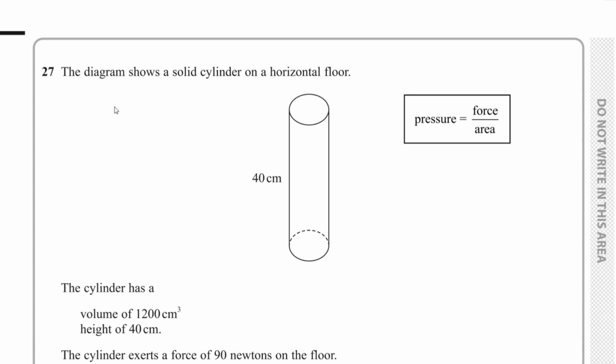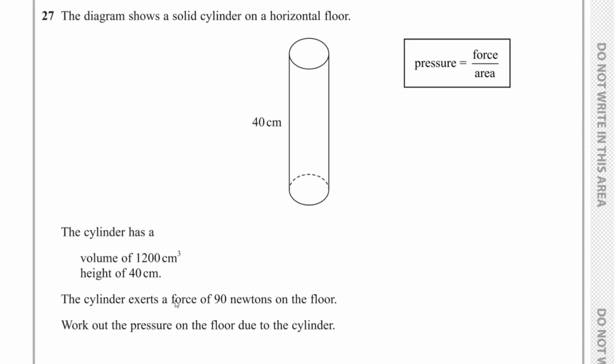Question number 27. The diagram shows a solid cylinder on a horizontal floor. We've got this cylinder which has got a volume of 1,200 centimeters cubed and a height of 40 centimeters. The cylinder exerts a force of 90 newtons on the floor. We have to work out the pressure on the floor due to the cylinder. We know that pressure equals force over area.